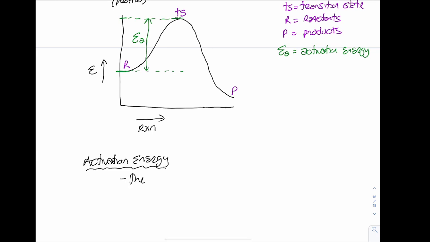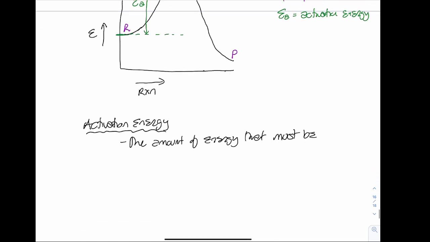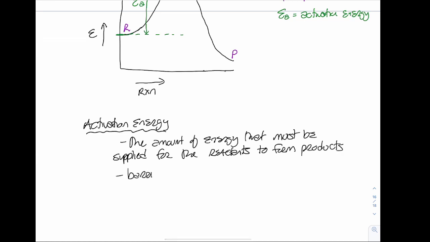So it's the amount of energy that must be supplied for the reactants to react, for the reactants to form products. Right? It's our barrier to reaction.